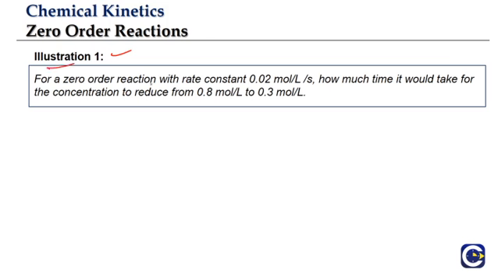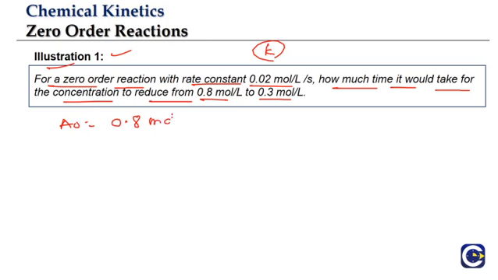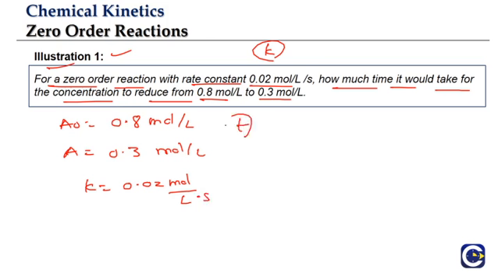So let us look at this question. For a zero order reaction with rate constant 0.02 mole per liter per second, this is the K value, the rate constant. How much time would it take for the concentration to reduce from 0.8 mole per liter to 0.3 mole per liter? It's a straight question. So what they're saying is A naught is equal to 0.8 moles per liter. The concentration after some time is 0.3 moles per liter. K value is 0.02 moles per liter per second. We need to find the T at which the concentration becomes 0.3 moles per liter.